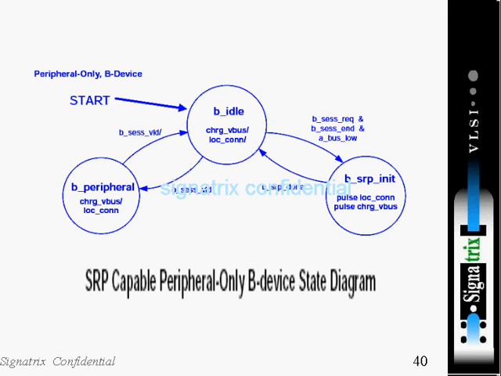It is in B idle state. If it wants to perform any operation with the A device, it has to do the SRP process, the session request protocol. We have already seen it in the B device state diagram. Once it has done that process, it will come to this state and wait for power. When it gets power, it will be in peripheral state. Once that is over, it goes back to idle state. So this is the third kind of device: first the A device, second the B device, third the B device in peripheral-only mode.